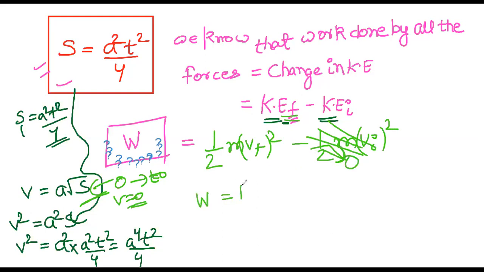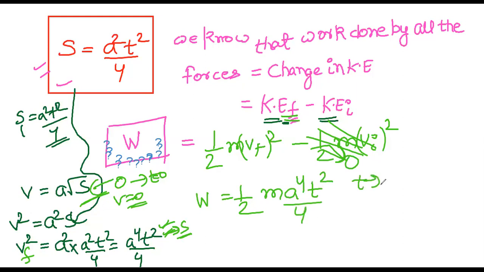So work done equals half m v final square. We put v final at a particular time t, which corresponds to the distance s traveled in that time t. So this is equal to half m v square, which is equal to a^4 t square upon 4, where t is the corresponding time to the velocity v final and distance traveled s. Okay, so this is our required answer, the work done by all the forces.